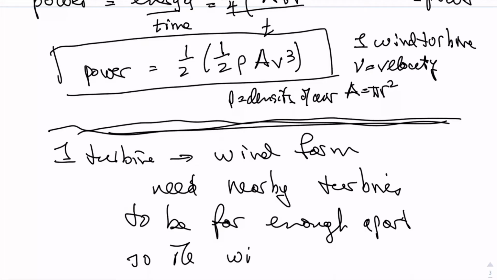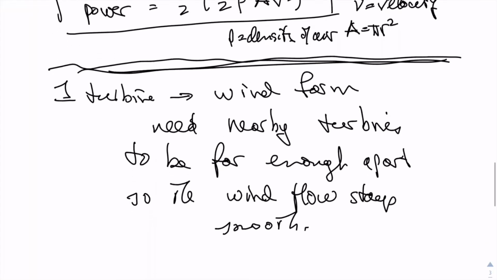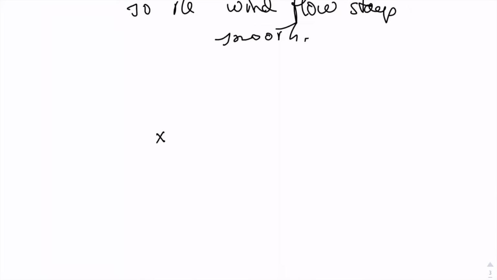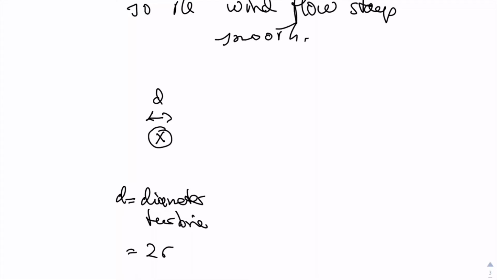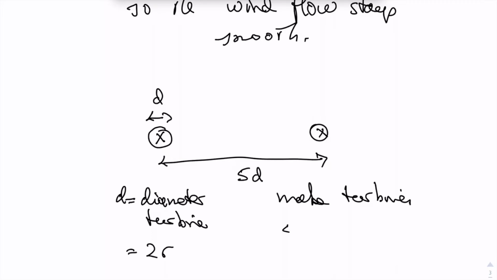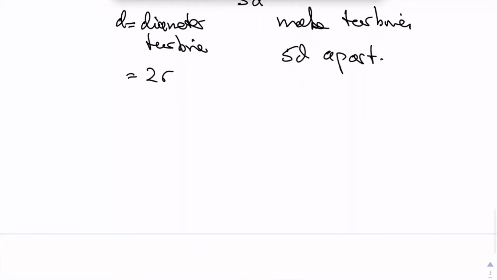So the wind flow stays smooth rather than choppy. And it turns out that if this is one wind turbine and it has a diameter d, so here d is the diameter of the turbine, so that's twice the radius. Then we want the next wind turbine to be a distance 5d apart. So we want to make the turbines 5d apart from each other. So that kind of tells us how many turbines we can have in a region.